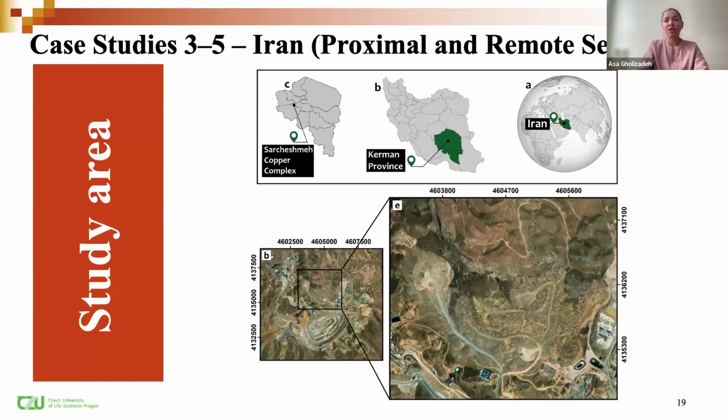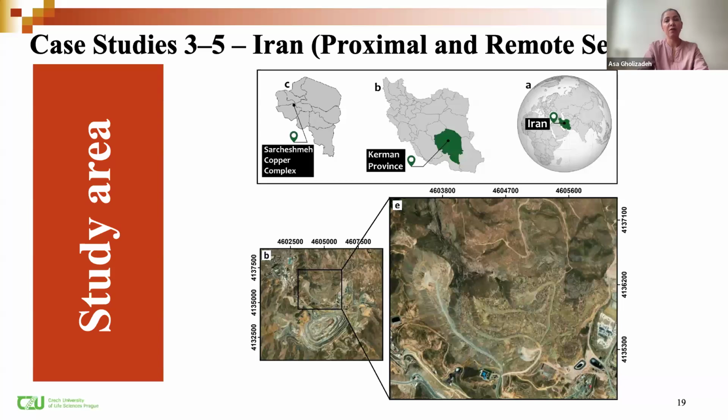Then we had three other case studies, called case studies 3 to 5, which were conducted in Iran using proximal and remote sensing. As the study area and the general methodology of these studies were similar, I show all of them here in one slide.